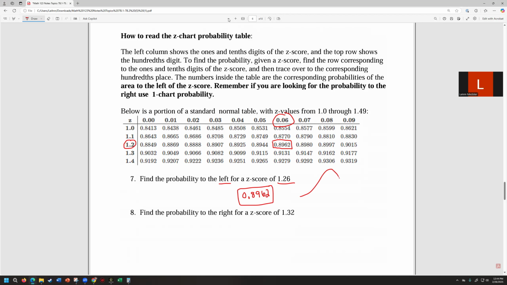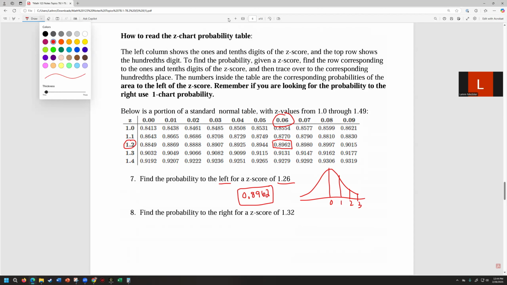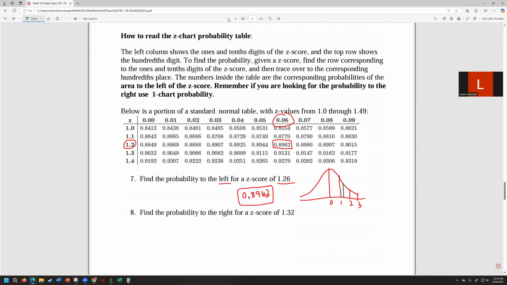Now, visually, what that means is if you have your z-score of 0 and you have your standard deviations 1, 2, and 3, then 1 is right here, and 0.26 would be a little bit past that. We're doing all the area to the left of that. So if this is 1.26, it's kind of hard to write that in there, the area to the left of that is almost 90% of your bell curve.